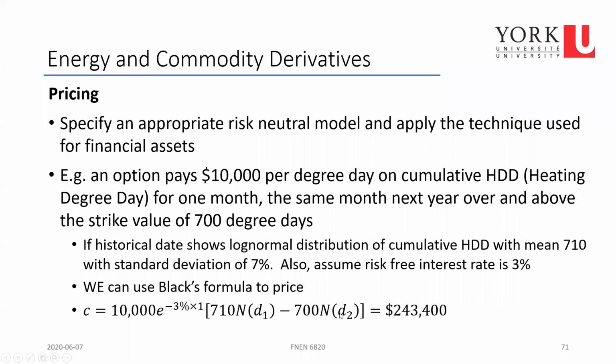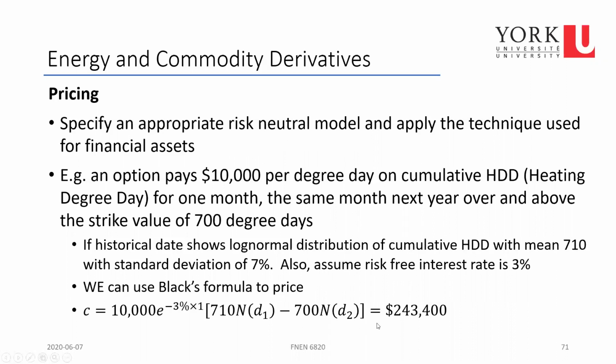What it shows here is that, in order to price, we can utilize what we have learned for the modeling techniques or the pricing techniques on financial assets, and really make use of that. So in this case, we turn our problem into a problem where we can use Black's formula. The important thing is we need to figure out what the risk neutral model is, and we need to consider, if applicable, the special natures of those underlying assets.